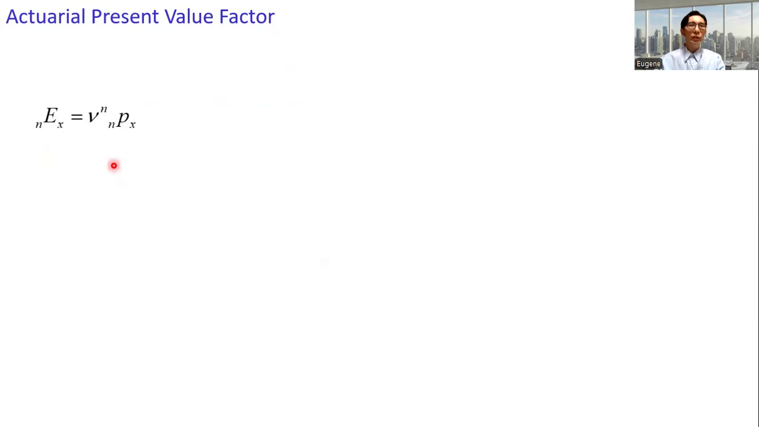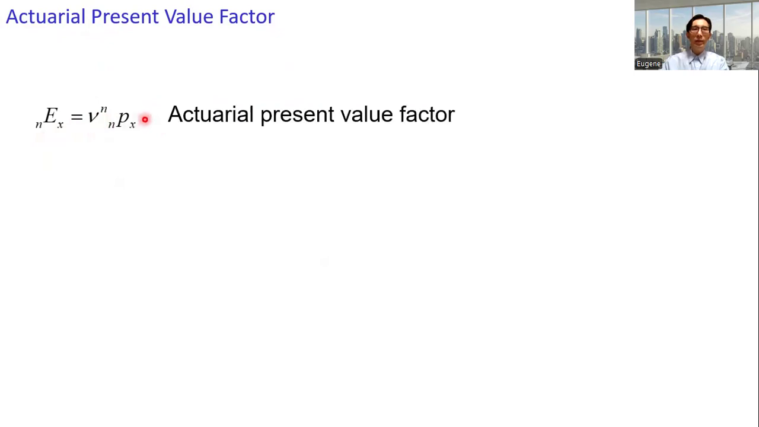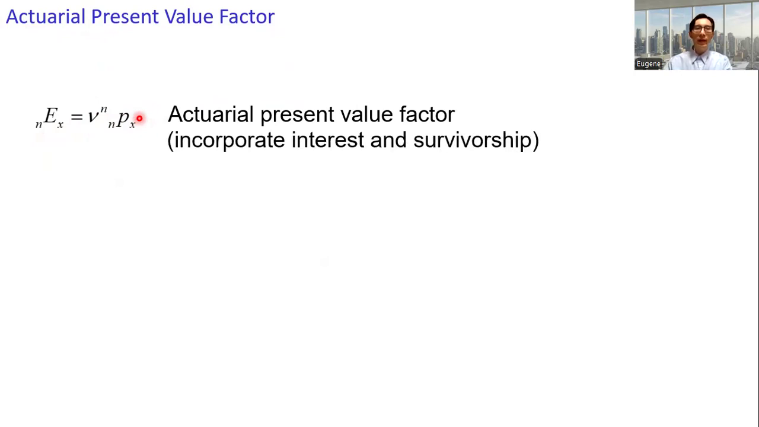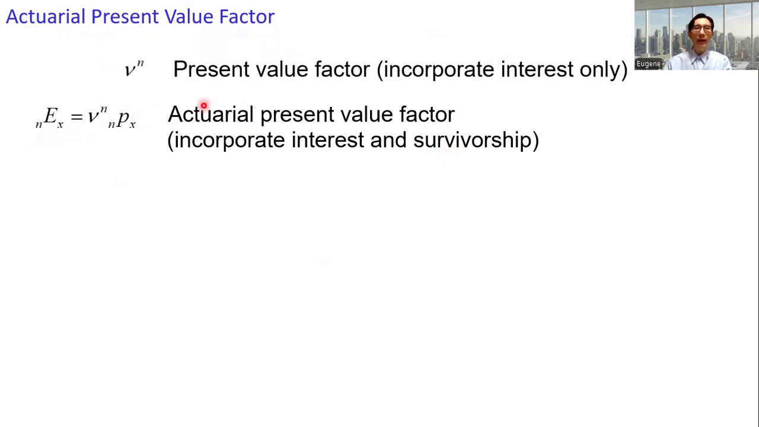All right, then we move on to the concept of the actuarial present value factor. nEx equals v to the power n times npx. This refers to the actuarial present value factor. Here, this present value incorporates the interest as well as survivorship. In financial mathematics, v to the power n is the present value factor, which only considers interest.